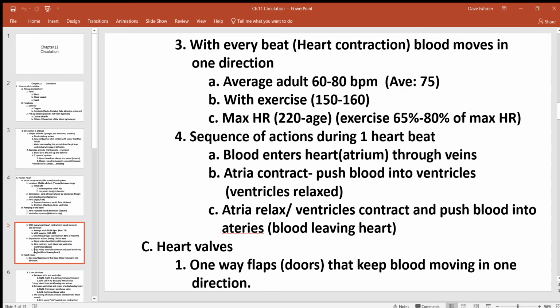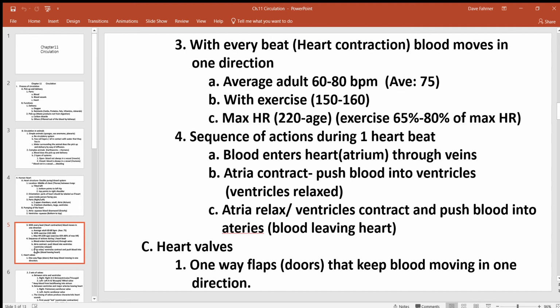Now, basically, what happens during the course of one heartbeat, you're going to have blood entering the right side of the heart, the pulmonary circulation on the right side of the heart, into the atrium, and it's going to come through the two largest veins in the body, one from the top above the heart, one from the bottom below the heart. The one on the top is the superior vena cava, and the one on the bottom is going to be called the inferior vena cava.